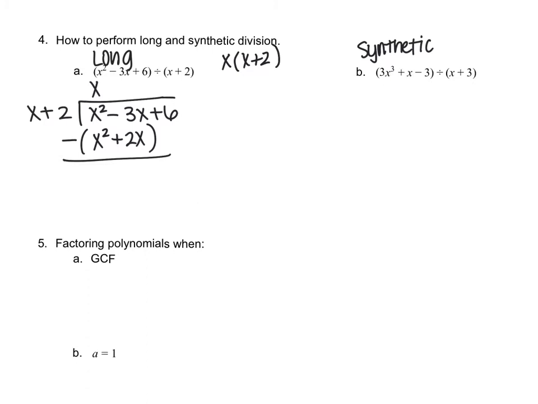And then we're going to subtract the entire thing from our polynomial. X squared minus x squared cancels. Negative 3x minus 2x becomes negative 5x. And we're going to bring down our positive 6. Now I'm going to repeat the process.